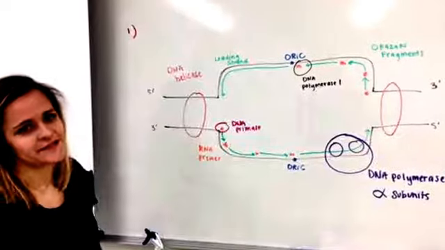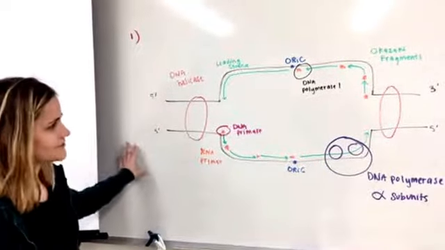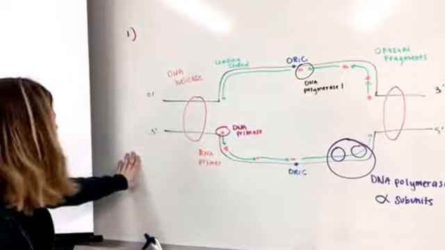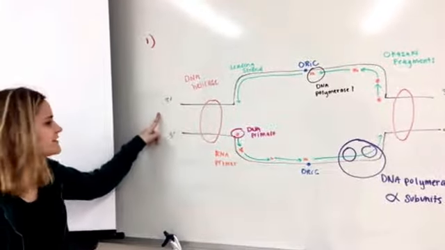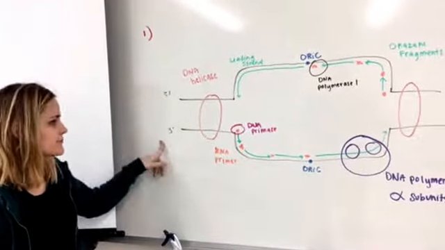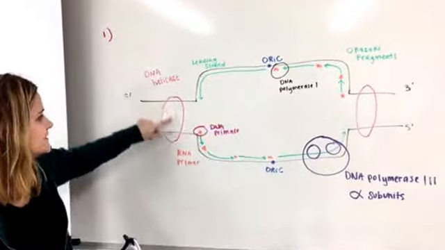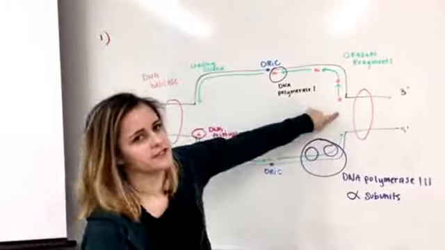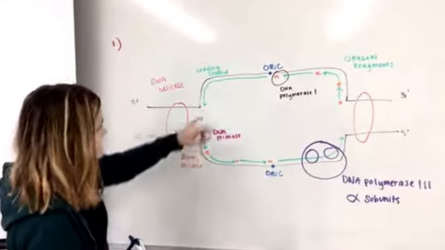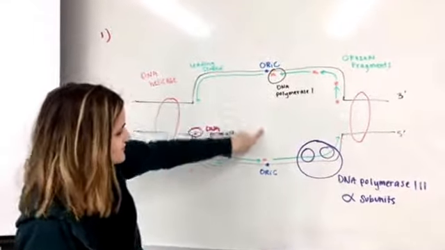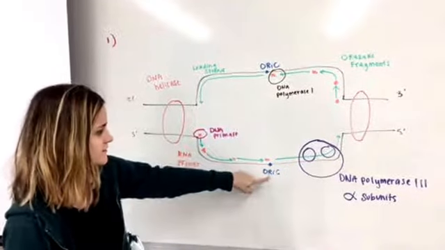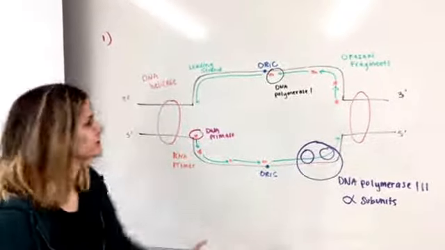Okay, so for question 1, we drew a picture of replication. Here's the 5' strand, or side of the strand, and the 3'. And here's the DNA helicase separating the two strands. And then here we have the ORIC, which is the origin of replication, so that's where it all starts.